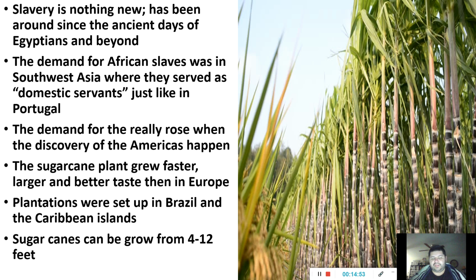And another fun little fact is sugar canes can grow anywhere from 4 feet to 12 feet high. Okay, and they can be anywhere from like the diameter of a quarter to like this, or bigger. So they can grow pretty big.